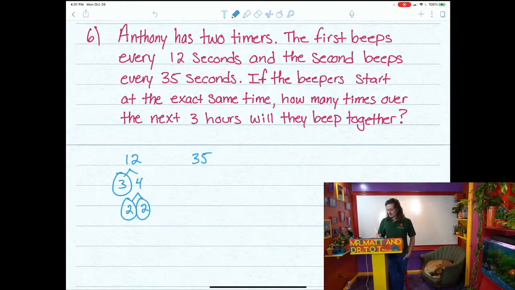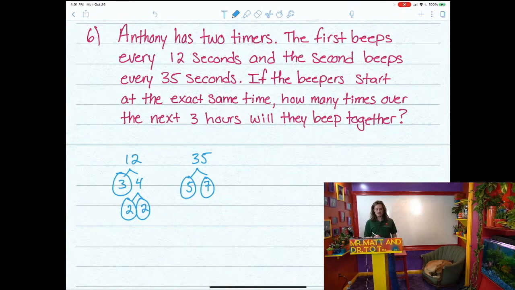35 breaks down into 5 times 7, which are both prime. So this is the rare occurrence that they don't share any factors in common. So actually the LCM here is exactly equivalent to just the product of the 2 values of the 2 rates. So if we were to multiply, this is going to end up being just 12 times 35.